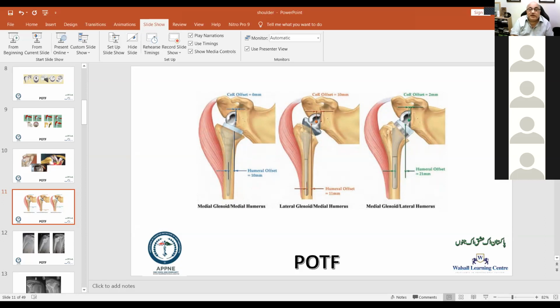Does anybody do superior capsular reconstruction in Pakistan? No. Okay, so I'm done. Now you've got 5 minutes to ask me any questions you want to, then I can go and join my family.